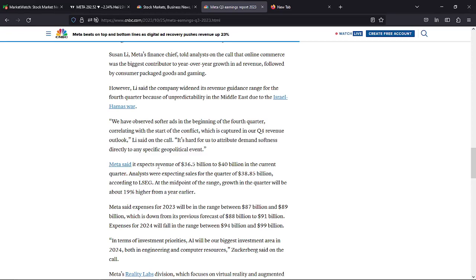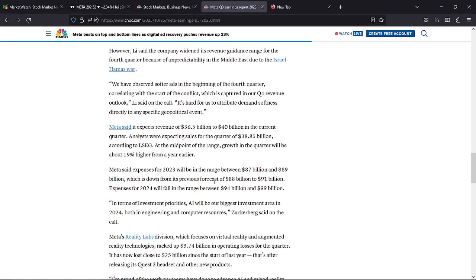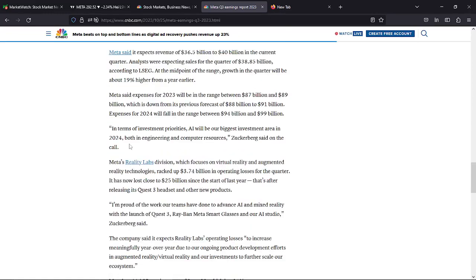Now going forward, they also tell you what they expect for the next quarter. They expect sales and all these numbers to be 80% higher from a year earlier, the midpoint of the range, and all these numbers coming out, right? As far as the investment opportunity and priority, this is the important part. What are they spending their time and money and thinking on?